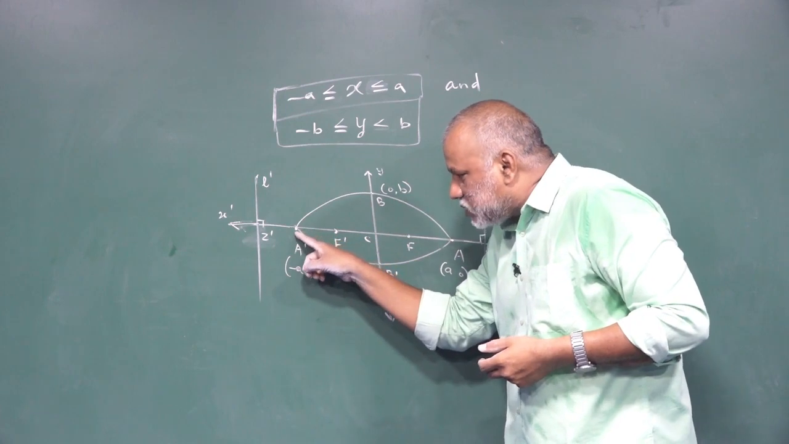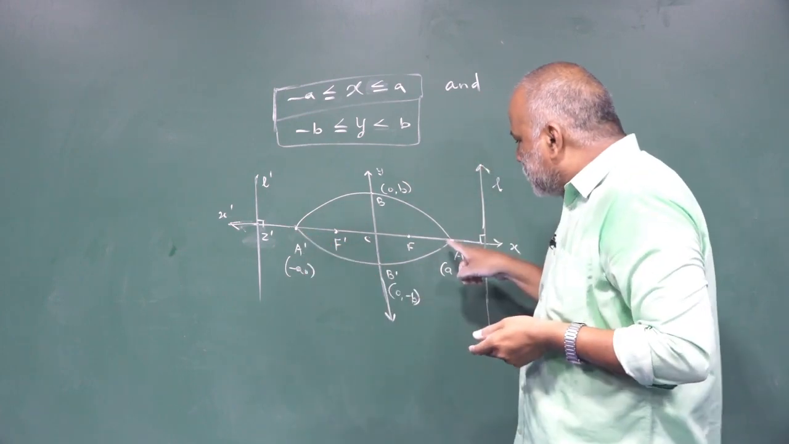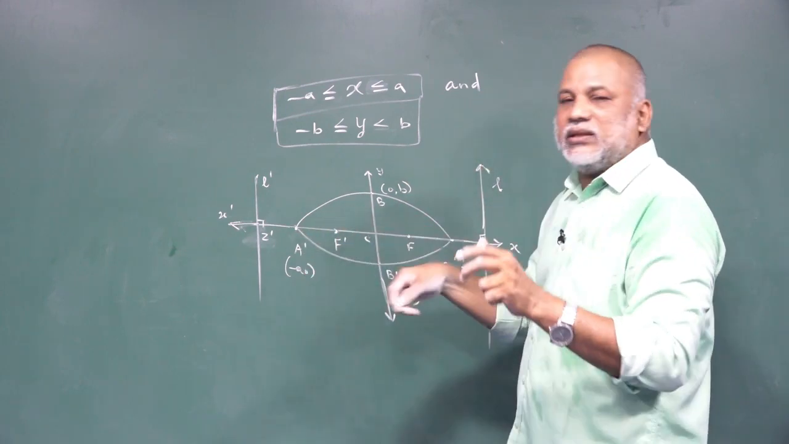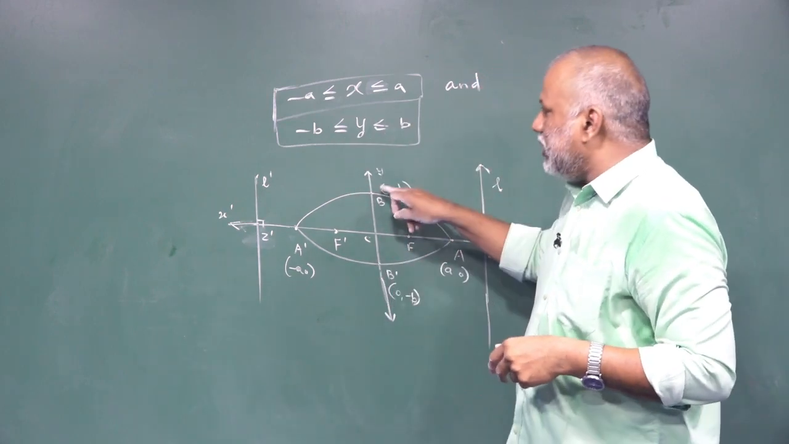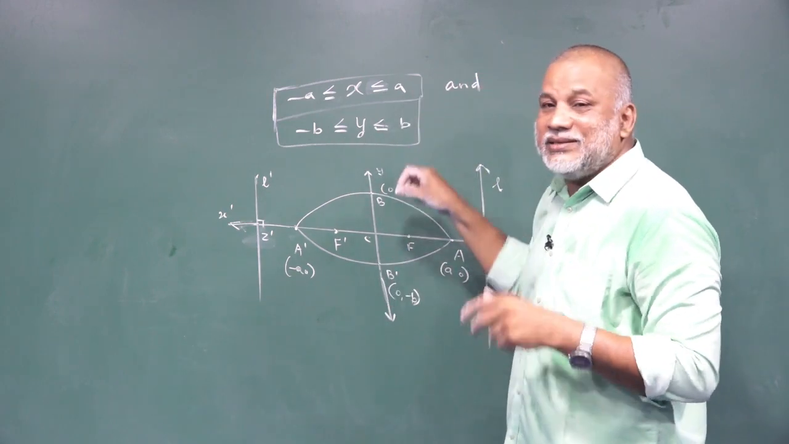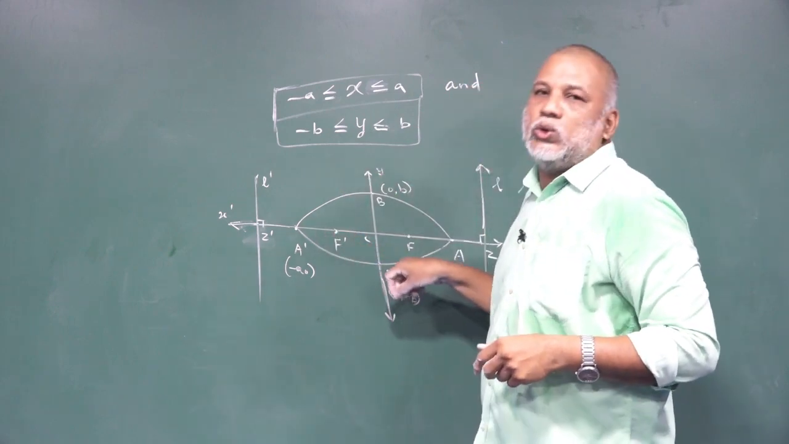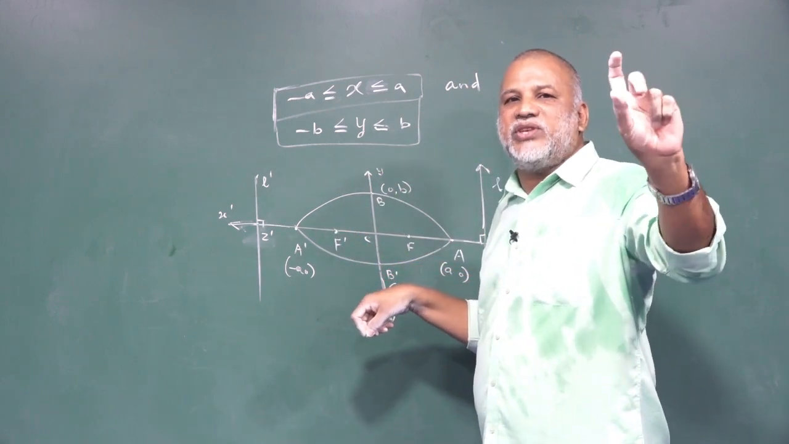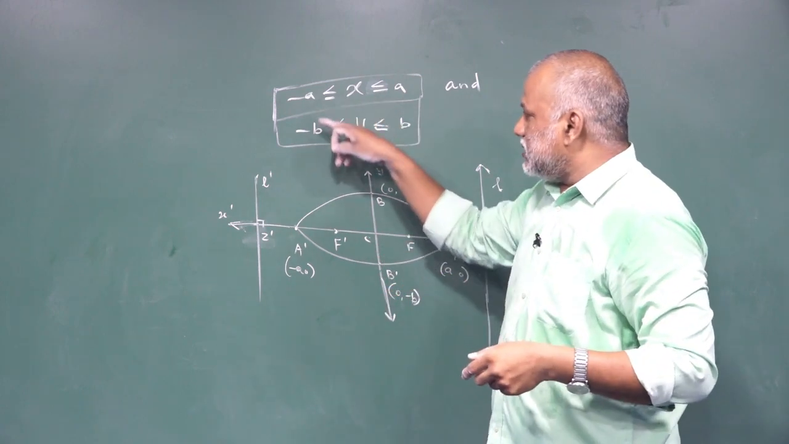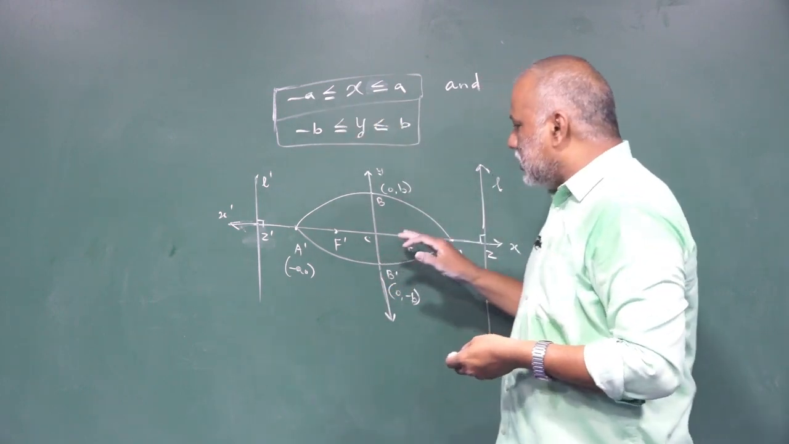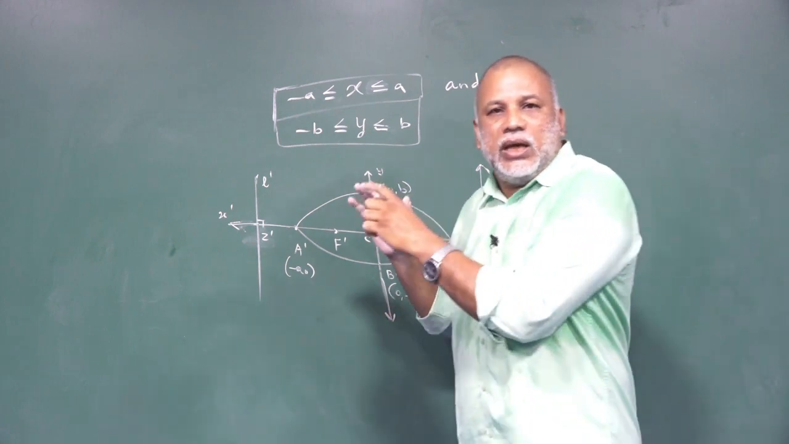From which place is it starting? Minus a. Up to where? a. Up to this the curve is existing. Here also, see minus b to b. So this is the existing place. It is a closed curve, when compared with the parabola, which is an open curve. A circle is also a closed curve. So this is all the concept we discussed so far in your ellipse.